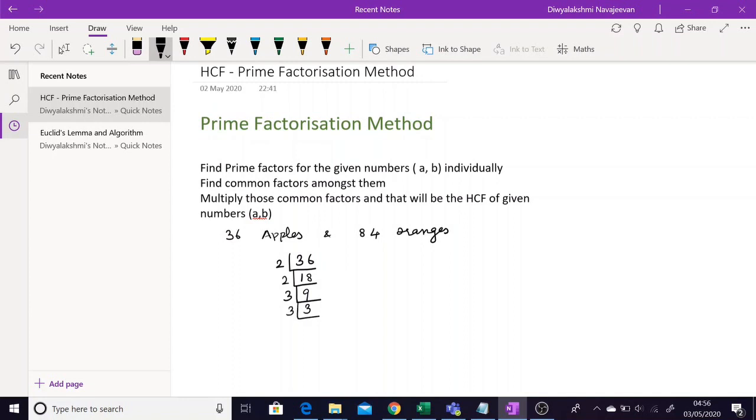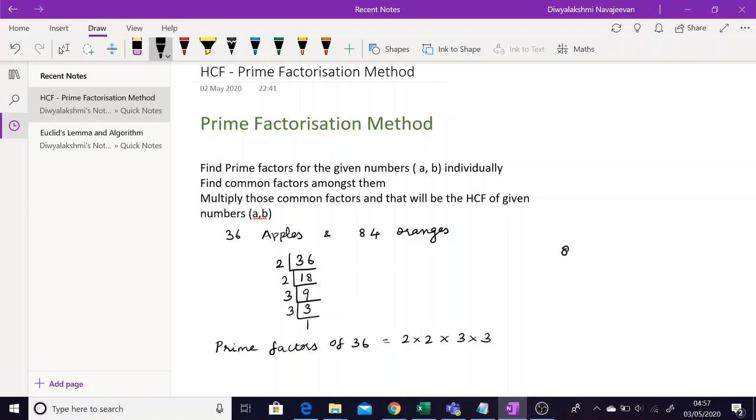So we can just list the prime factors that we have found for 36. So the prime factors are 2 and 2 and 3 and 3. Now let us move on and try and find the same thing, the prime factors for 84.